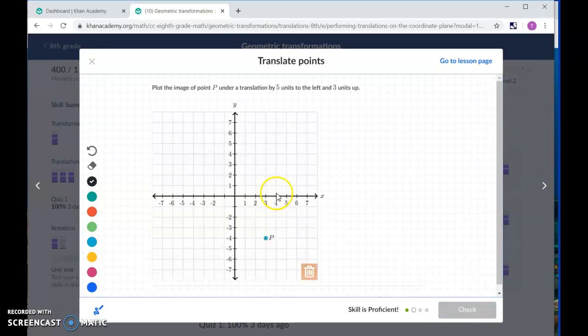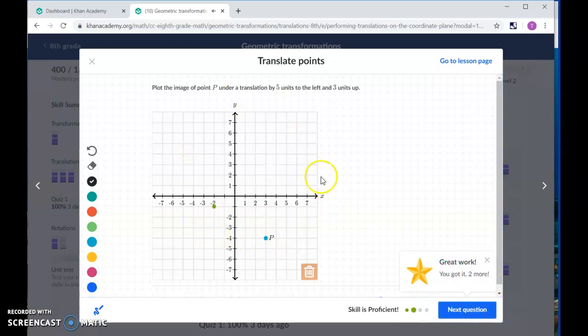Okay. It says, plot the image of point P under a translation by 5 units to the left and 3 units up. Okay, so here's P right here. This is the point. And now we're going to translate it 5 units to the left. So if we start here, we're going to go 5 to the left. So 1, 2, 3, 4, 5. And then it says 3 units up. So 1, 2, 3. Okay, so I went 5 units to the left, and then I went 3 units up.